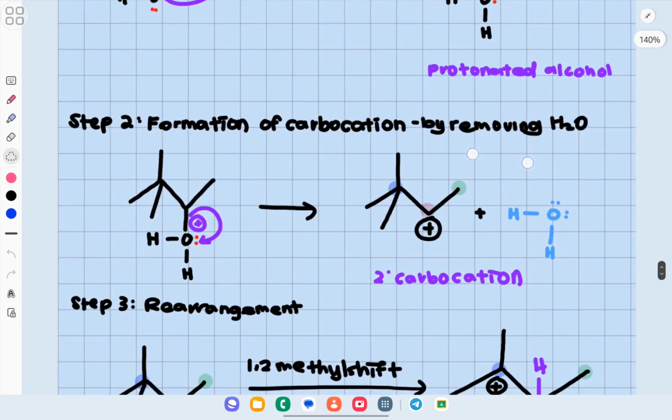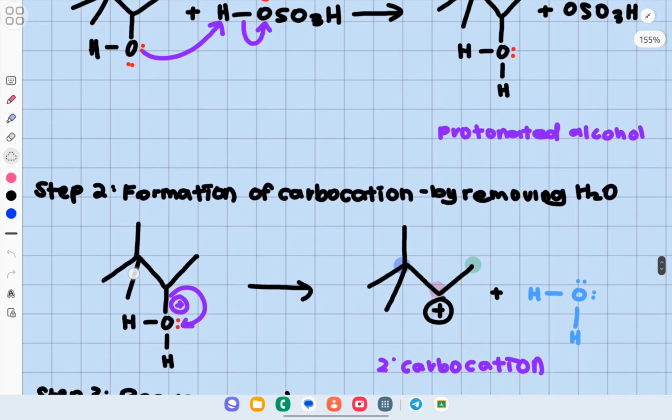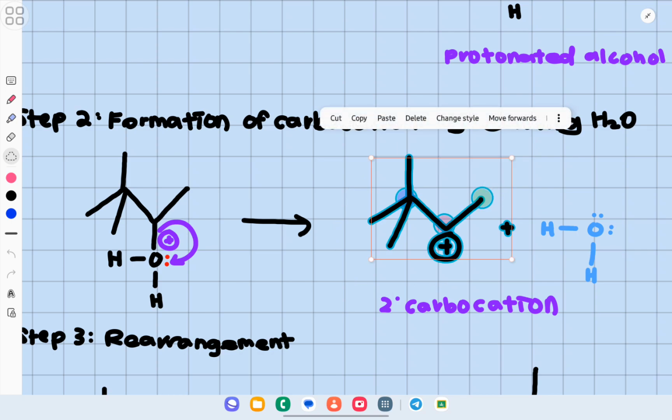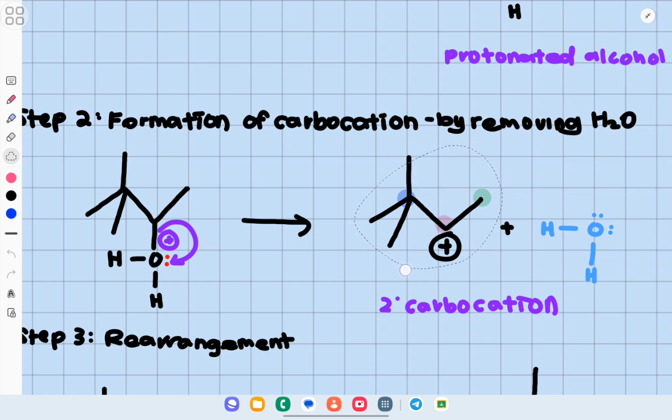The second step is formation of the carbocation by removing water. The bond between the carbon and oxygen will break. This secondary carbon here will break. The bond will break to become the secondary carbocation, forming water. The secondary carbocation here is an intermediate carbon, so the bond is weak.